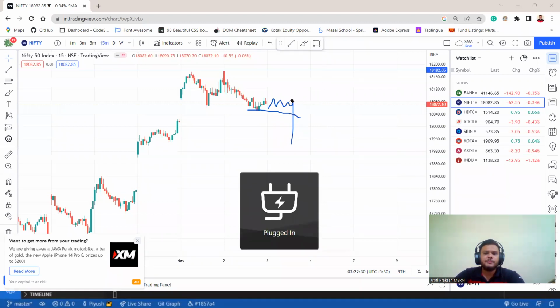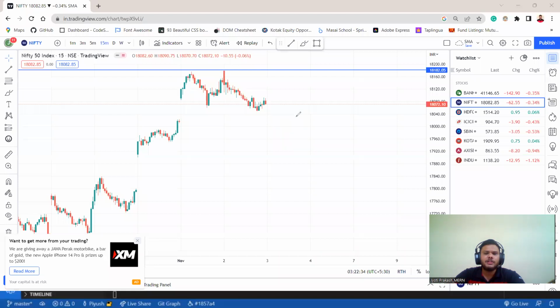But let's assume Nifty opens below 17,900, or opens around 17,950 and shows any negative scenario there, then you can also take it for selling. And your first target will be 17,900, and you can set your second target to 17,840.